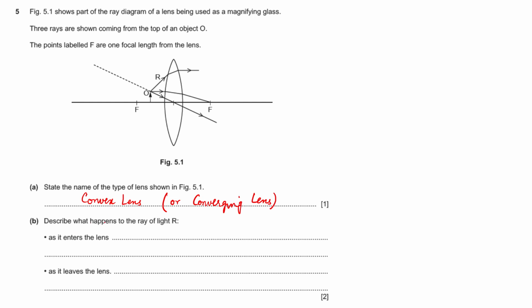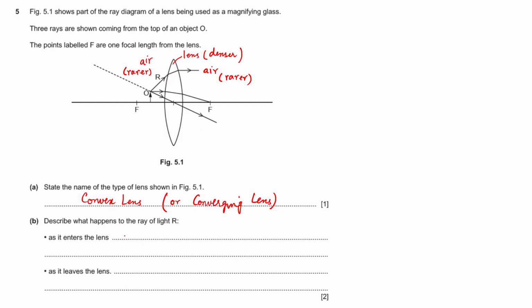Then it says, describe what happens to the ray of light R. So what happens to this light as it enters the lens? So it is entering from air. This is your lens. This is again your air. So air is a less dense or a rarer medium. Lens is a denser medium. So when the light enters from rarer to denser, it bends towards the normal.